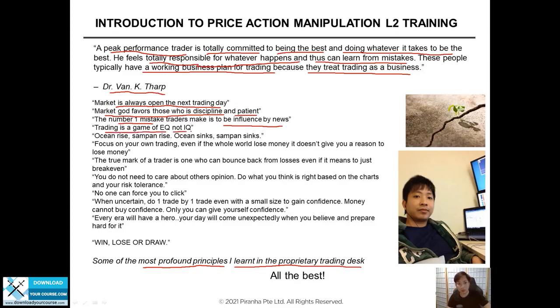Trading is a game of EQ, not IQ. Okay, I think some level of IQ is important because you need to do calculations, guys, but it's really about your psychology. The things you say, your attitude is very important. That's why when we are in the trading desk, we cannot use negative words, words that will bring other people down or bring ourselves down. No matter what the situation, a high performance trader will always be positive, even in times of drawdown. He will always empower himself.